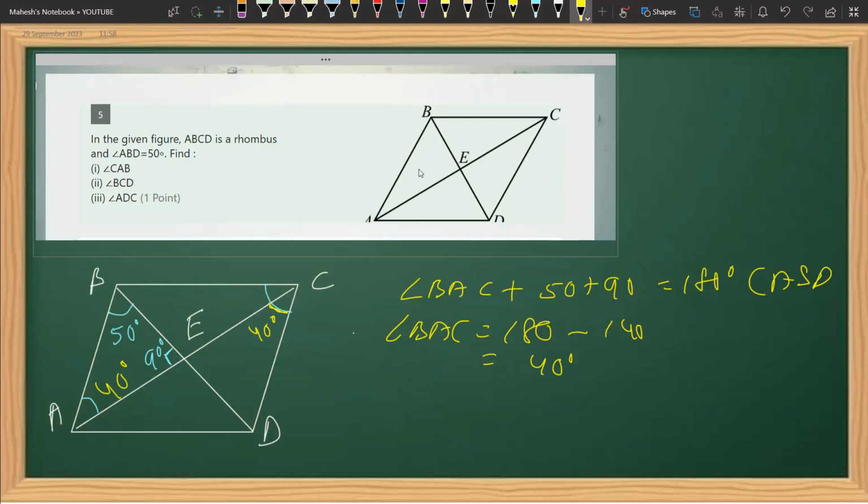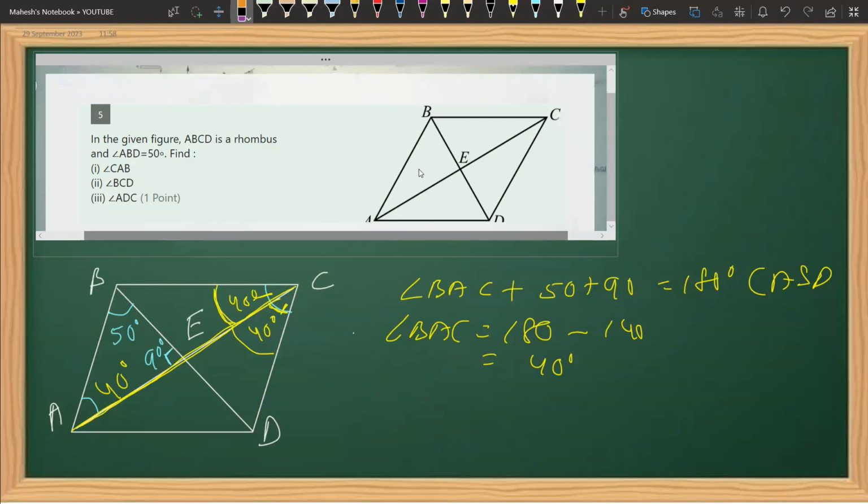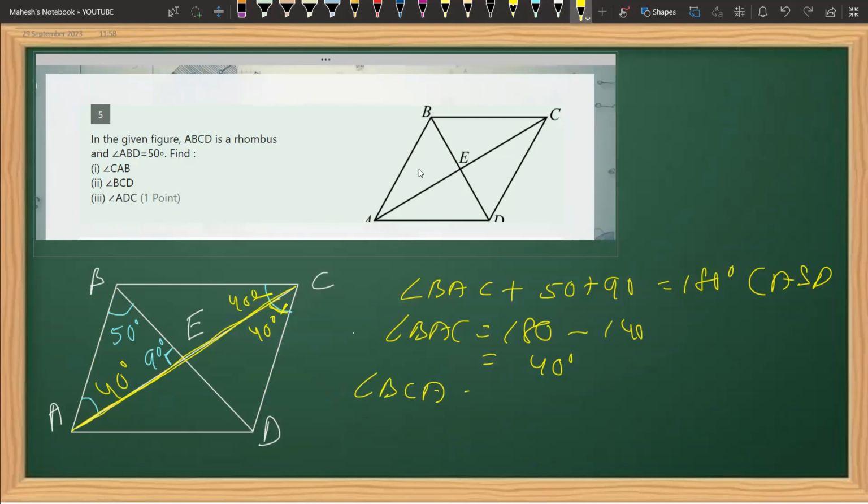Moreover, you should know that the diagonals of a rhombus bisect the opposite angles. That means this will be equal to this. Therefore, this angle, angle BCE, should also be 40 degrees. So once again, we got this angle as 40 degrees by alternate interior angles, and since the diagonals of a rhombus bisect opposite angles, AC bisects angle A as well as angle C. So now we can straight away say that angle BCD will be 40 plus 40, and that is equal to 80 degrees.